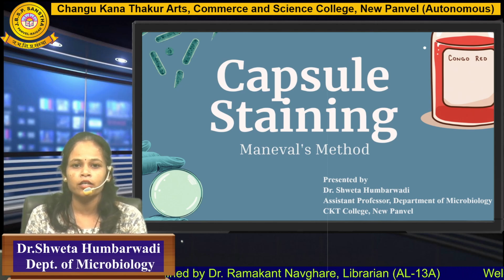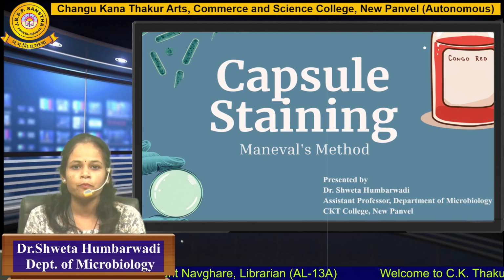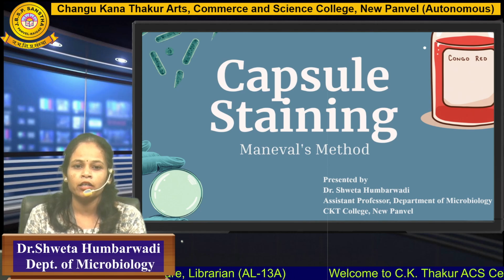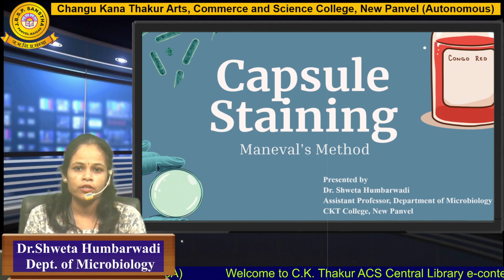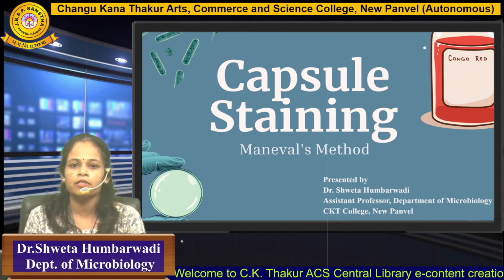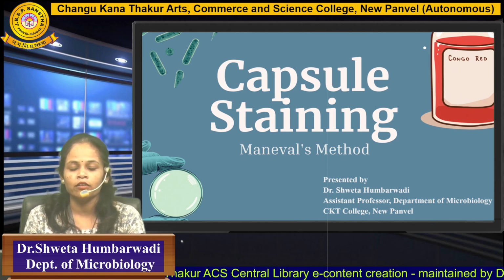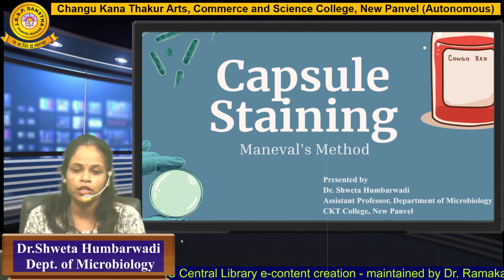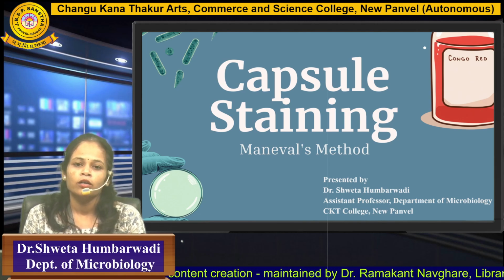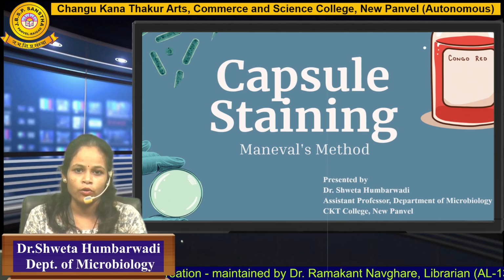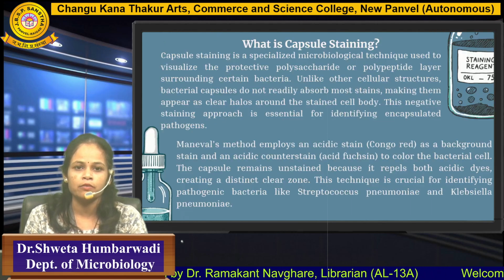So today we are going to study capsule staining. So what is basically a capsule? Capsule is the outermost part of some organisms, which is protective in nature. In many organisms, the cell wall is the outermost covering, but some organisms have one more coating, which is known as a capsule. This capsule acts as a virulence factor for pathogenic bacteria. So we have to check whether the organism will produce a capsule or not, and this capsule staining is performed by using Manevel's method.